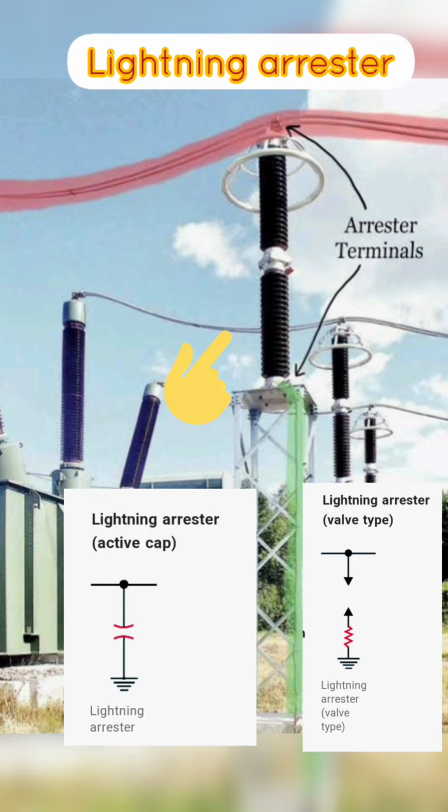SA symbols are used to indicate the location and type of lightning arrestor installed in the substation. The most commonly used symbol for a lightning arrestor is a zigzag line with a vertical arrow pointing downward. This symbol represents the electrical connection of the lightning arrestor to the ground.